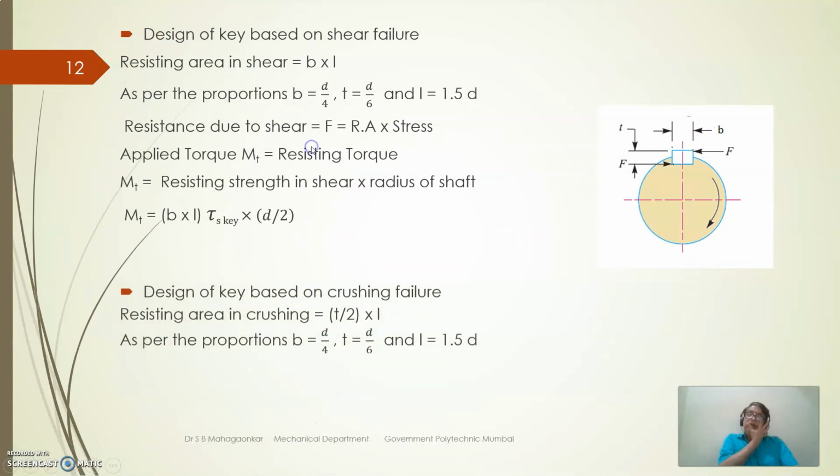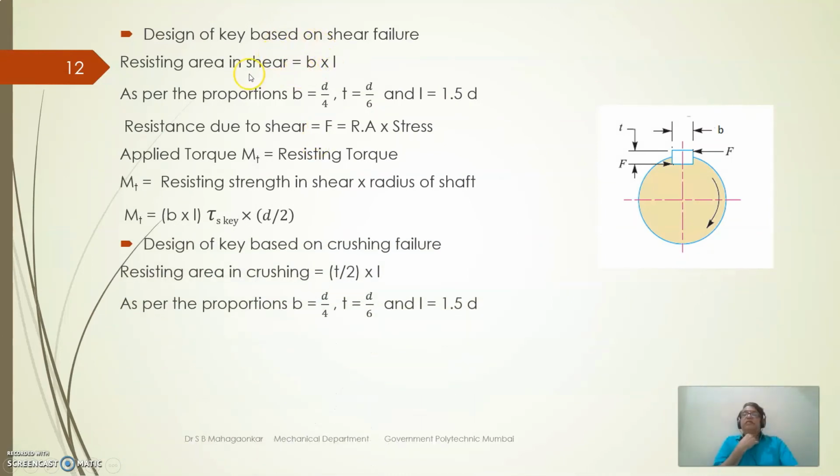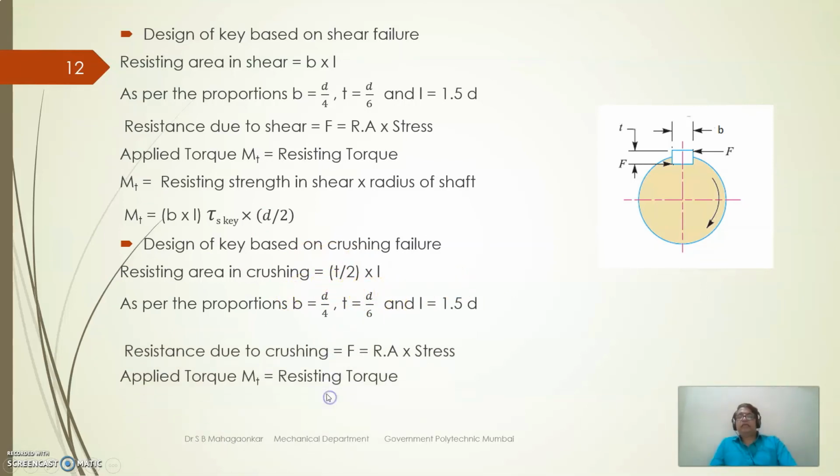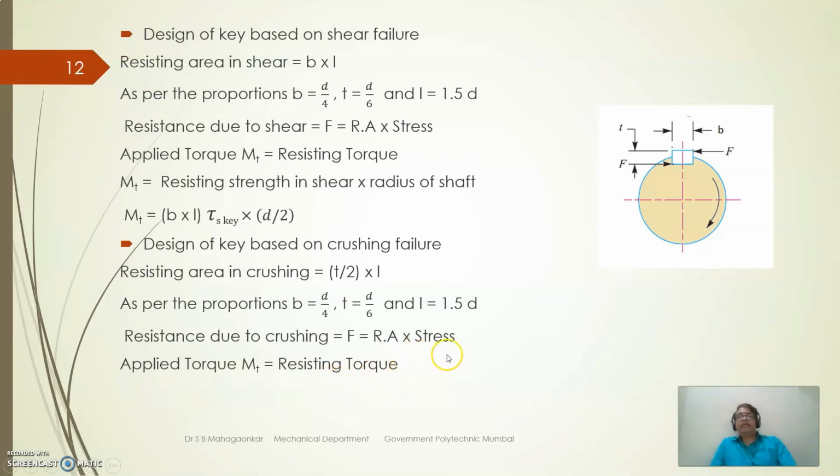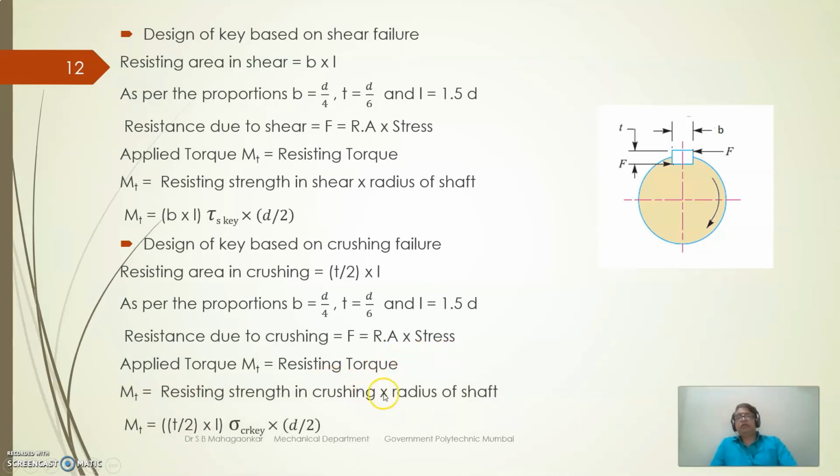So this is the design of the key based on resisting area, which is B into L. B and T are as shown. L is the length, and you can find MT is equal to B into L into tau S for the key into D upon 2. The design of the key based on crushing failure: the area of crushing is T by 2 into L. That resisting area into stress into D by 2 gives the torque. It is T by 2 into L into tau S for the key into D by 2.